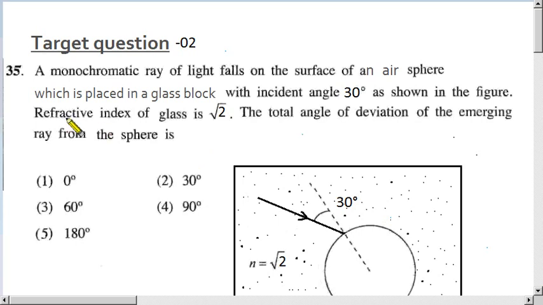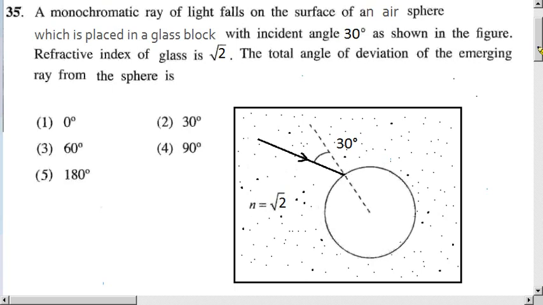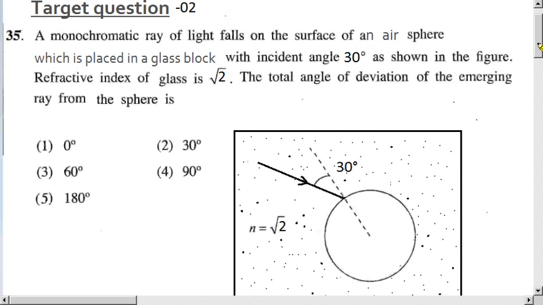So like this. Refractive index of glass is root 2. Root 2 is something like 1.4. So that can be practical because the refractive index of glass is 1.5. So it differs downwards and upwards a little. So the total angle of deviation of the emerging ray from the sphere is, so their answers. So you try to do this without looking at the video after pausing it. So you can try it and after that check whether you are correct.